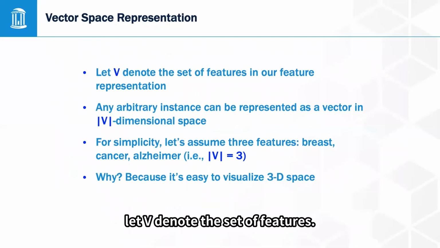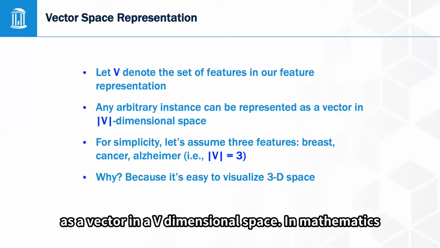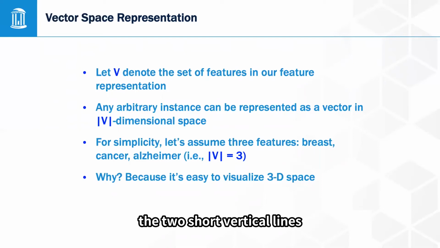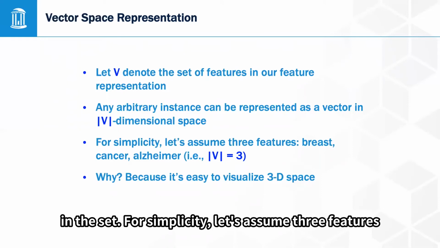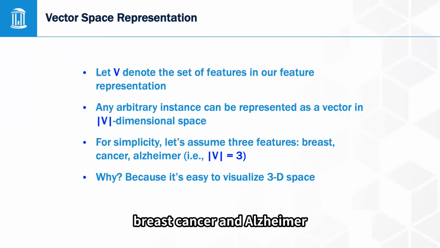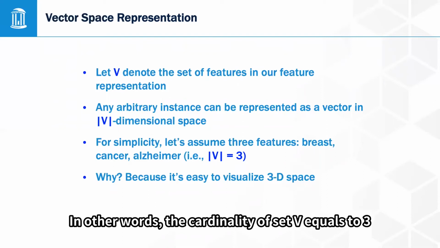To make it official, let V denote the set of features in our feature representation. Any arbitrary instances can be represented as a vector in a |V|-dimensional space. In mathematics, the 2 short vertical lines denotes absolute value of V. For a set, it denotes the cardinality of a set V, which means the number of the elements in a set. For simplicity, let's assume 3 features: breast, cancer, and Alzheimer. In other words, the cardinality of set V equals to 3.